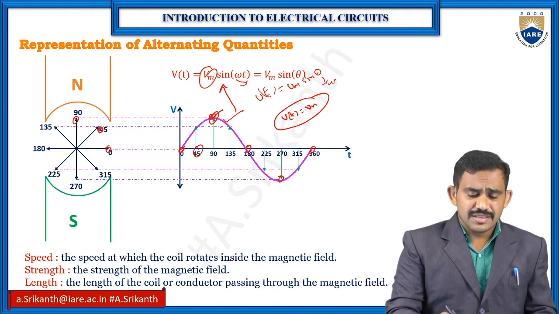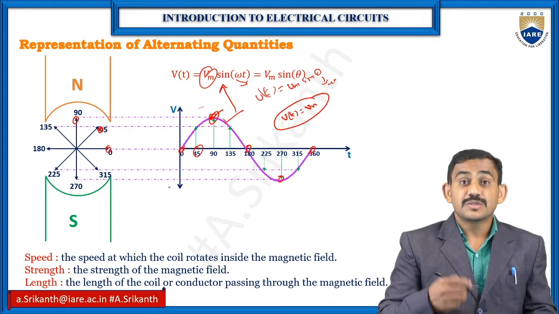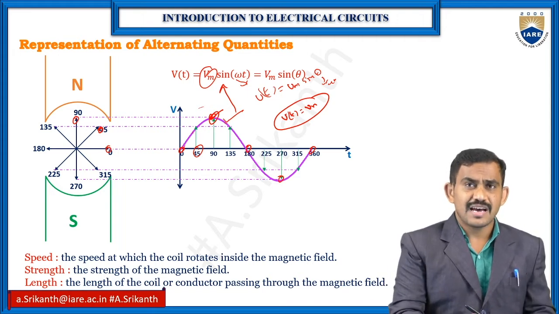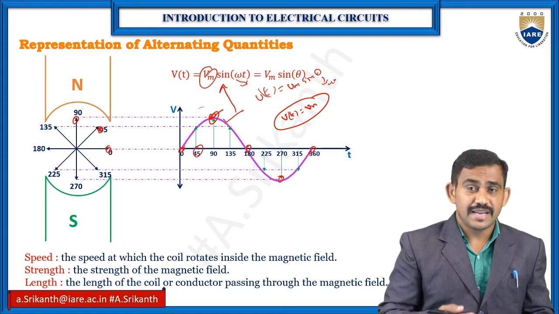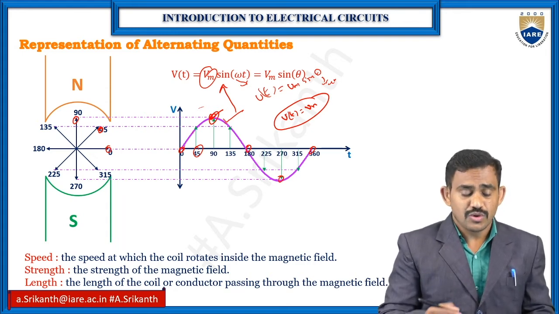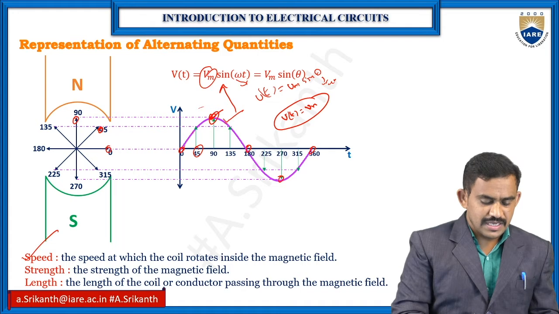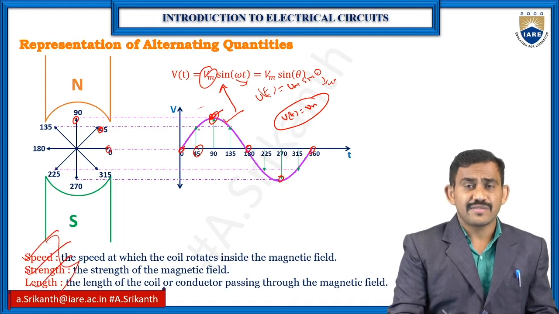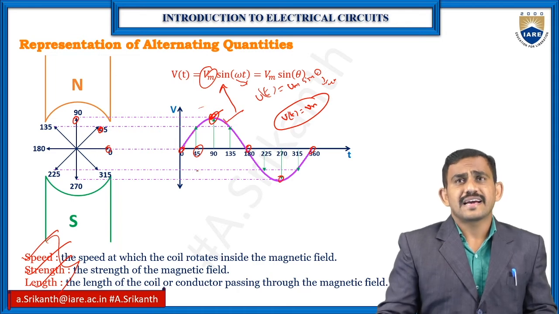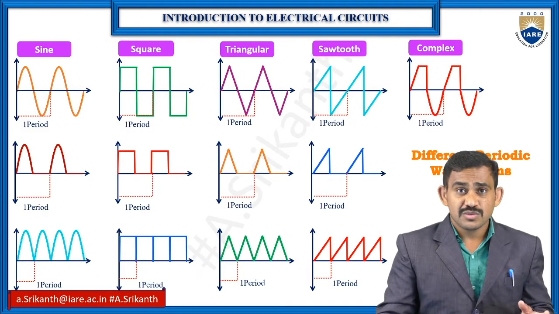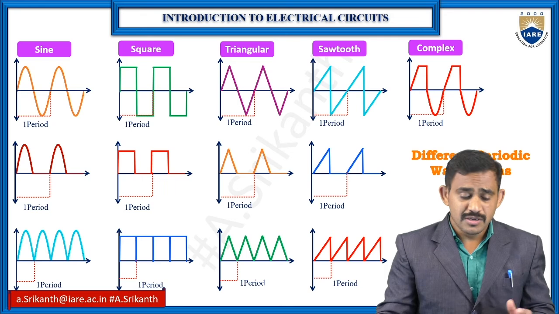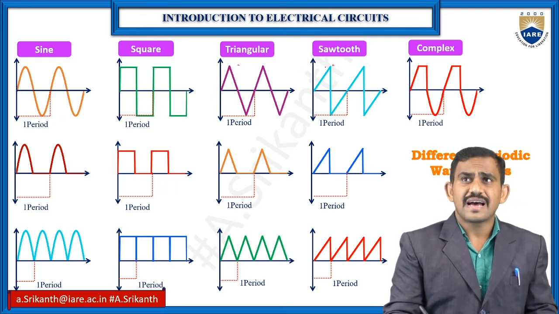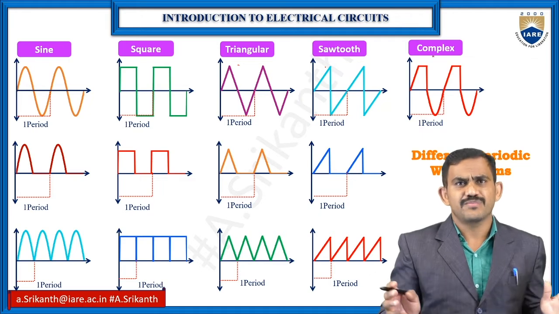Okay, and this total depends upon the speed of your rotation. So in between two poles, I have the armature. So depending on speed and also coil strength. Here you can see speed, strength and length. Depending upon these 3 items, the sine wave value will change. And coming to periodic waves, we have different periodic waves: sine wave, square wave, triangular wave, sawtooth and complex, so mixing up different periodic waves.